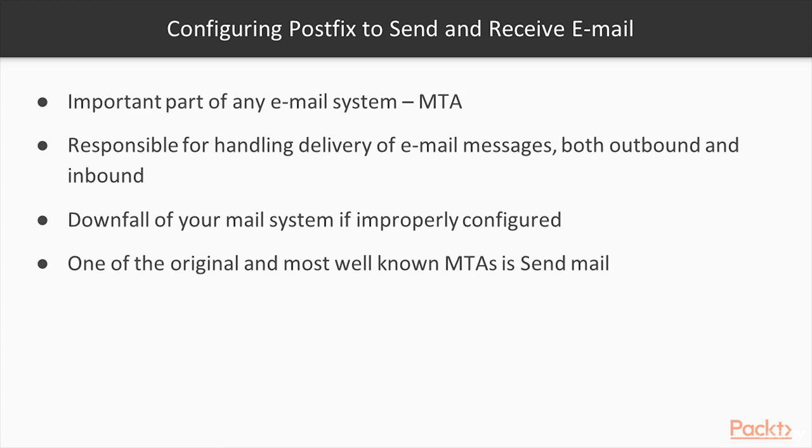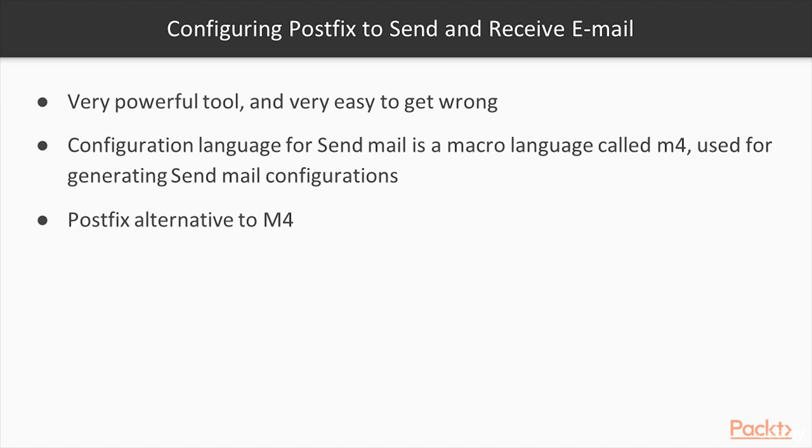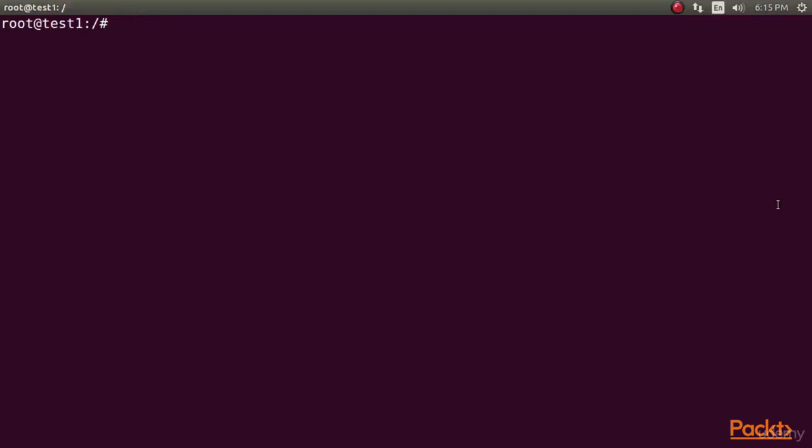One of the original and most well-known MTAs is Sendmail, which dates back to 1983. It is a very powerful tool, and unfortunately very easy to get wrong. In fact, the configuration language for Sendmail is so obtuse that there is actually a macro language called M4, which is commonly used for generating Sendmail configurations. M4 makes configuring Sendmail much simpler, but there are other options available which natively use a sane configuration language like Postfix. Let's see how to do it.